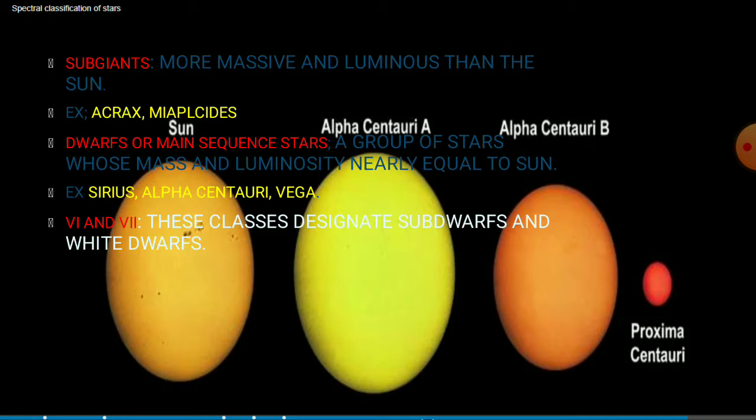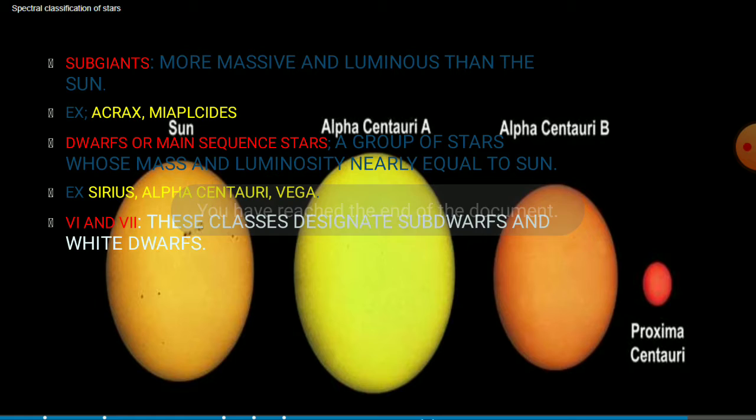So the sun is almost yellow in color. Alpha Centauri is bright lemon color. Alpha Centauri B is orange in color. Next, Proxima. These stars belong to the main sequence class. Next, the last stars, 6th and 7th. These classes are designated the sub-dwarfs and white dwarfs. Sub-dwarf and white dwarf stars belong to the 6th and 7th classes of the stars only.